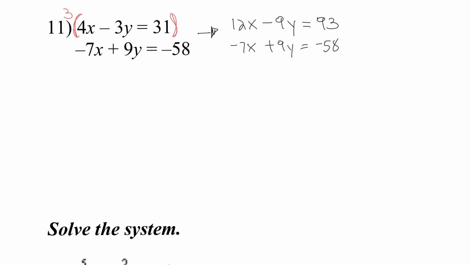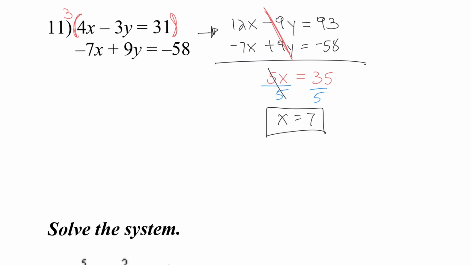Okay, so let's go ahead and combine the two equations. So the y's cancel, so they're gone. For the x's, 12x minus 7x, that's positive 5x. And on the other side, 93 minus 58, 35 on the other side. So the last step, you solve for x. So divide by 5. So x equals 7. You have the value of x.